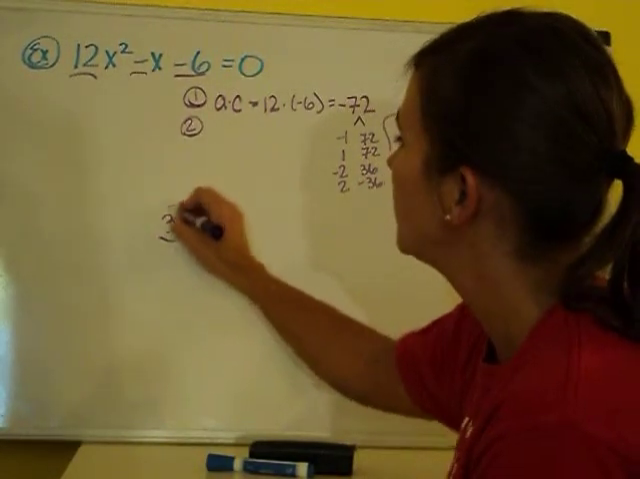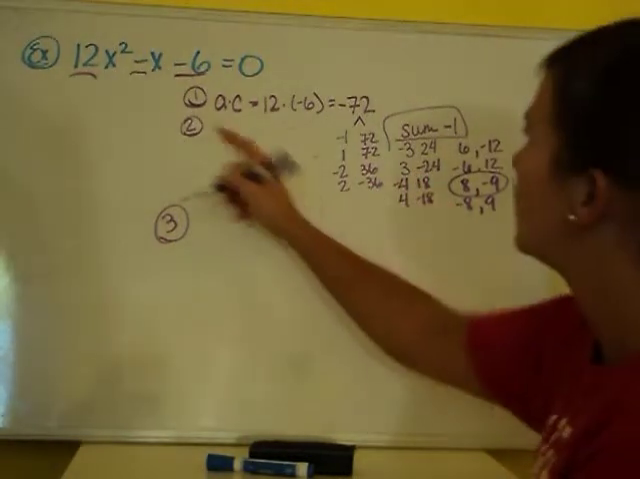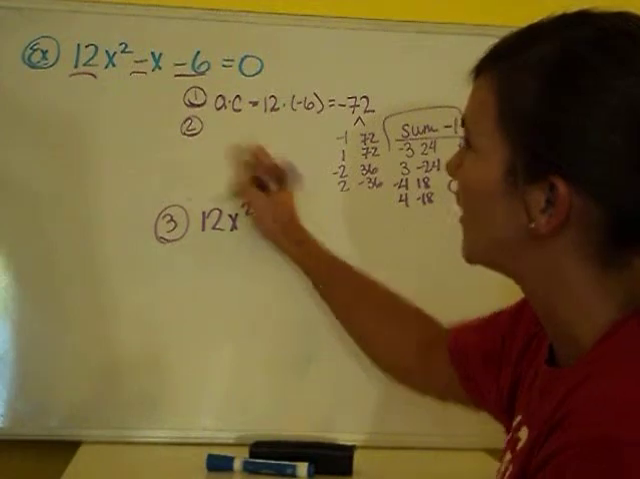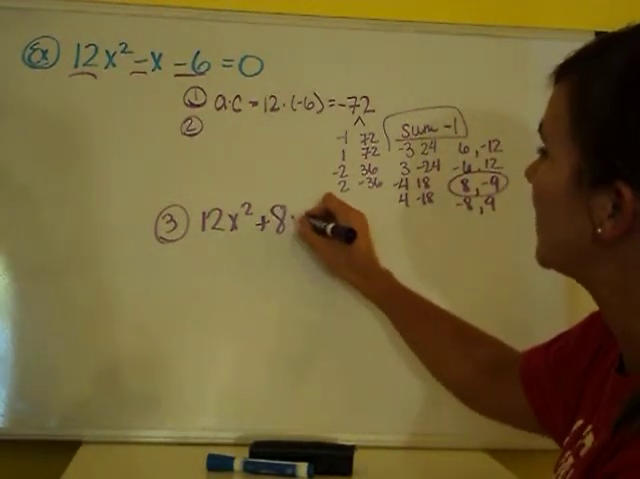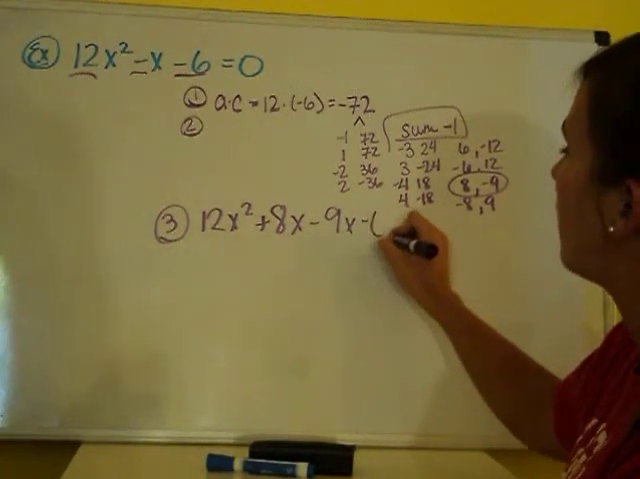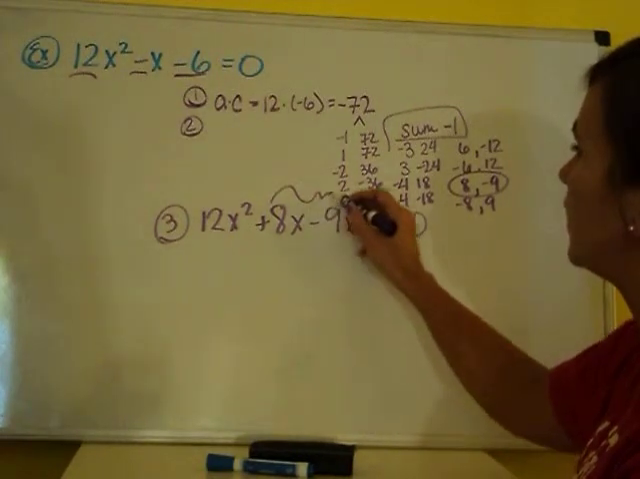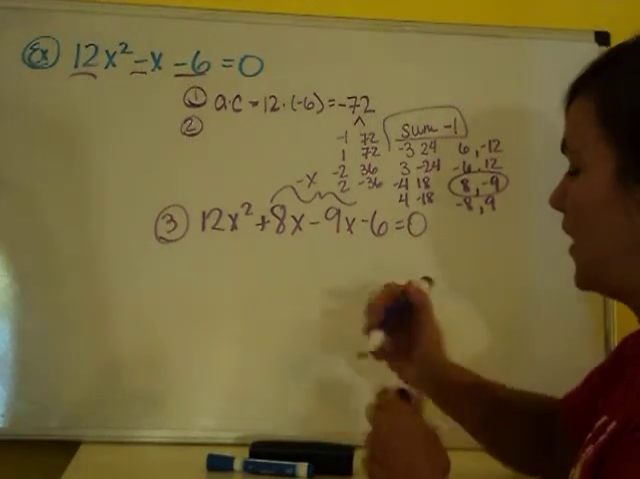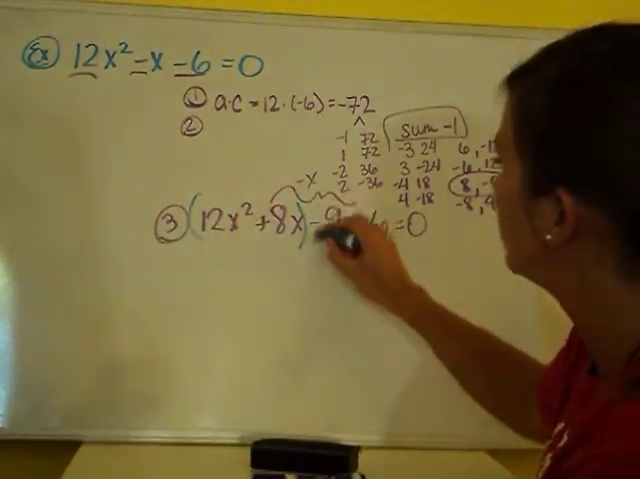So step 3, I'm going to expand this. So we're going to have 12x squared. Instead of writing this guy, I'm going to use these numbers. So I'm going to have plus 8x minus 9x minus 6 equals 0. Okay, so we just expanded. This is our negative x right here. Okay, now I'm going to factor by grouping.